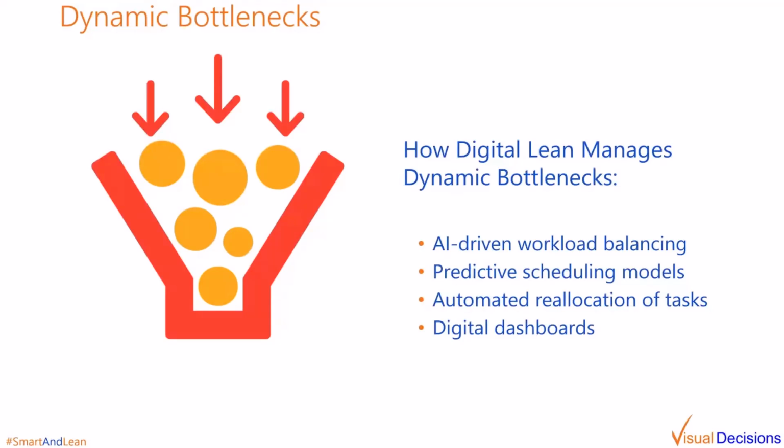Digital lean tools help to manage those dynamic bottlenecks. AI driven workload balancing ensures real time adjustments to keep the flow optimized. Predictive scheduling models anticipate where new bottlenecks will form based on the live production data. Automated reallocation of tasks dynamically shifts between workstations, preventing excessive delays. And digital dashboards provide continuous monitoring, ensuring instant responsiveness to workflow disruptions.